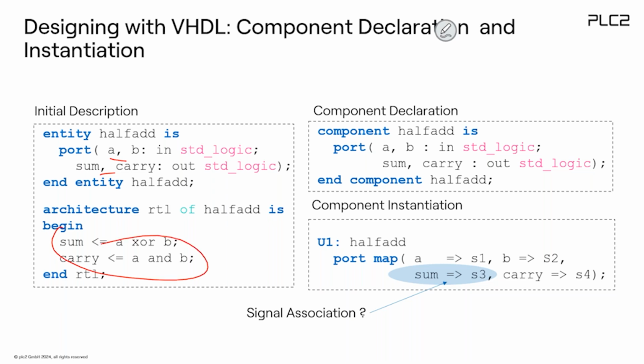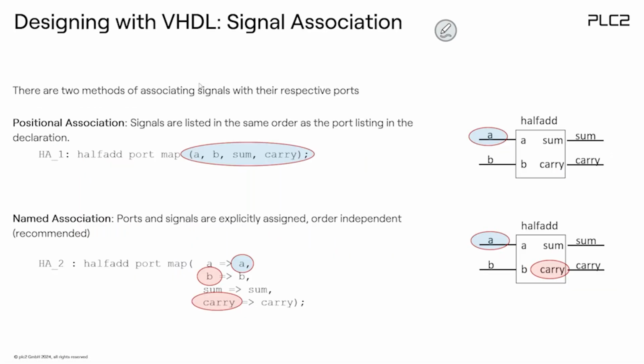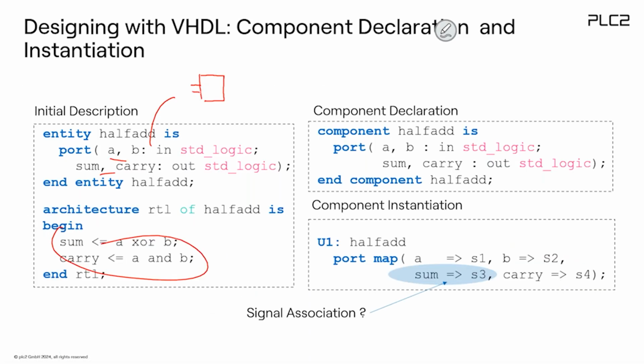And now the next information: how can I use this entity in an architecture? Well, this is actually a component that I described. This is a component with some inputs and, in this case, some outputs. So this is a component, it's called half-adder.